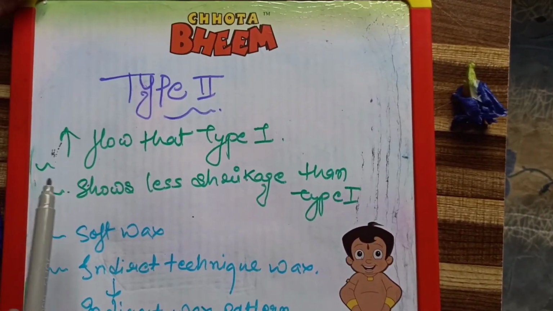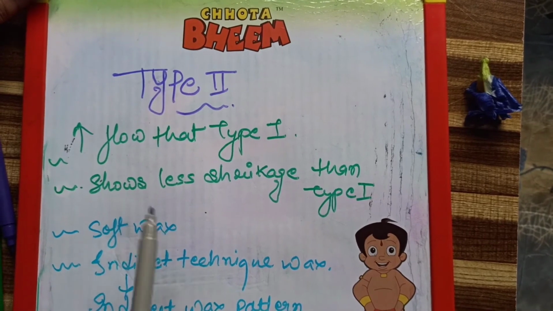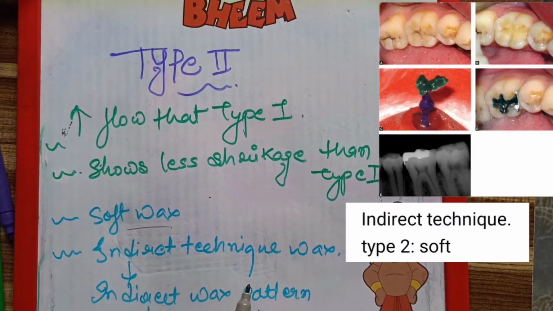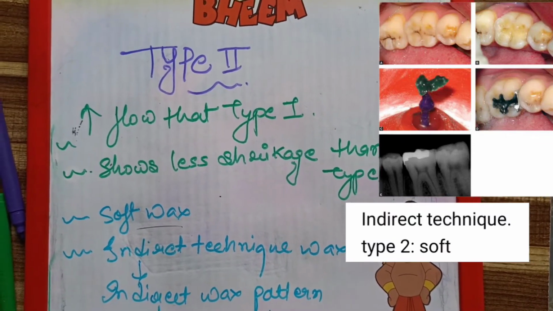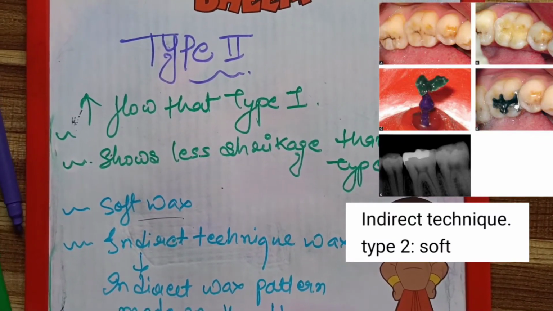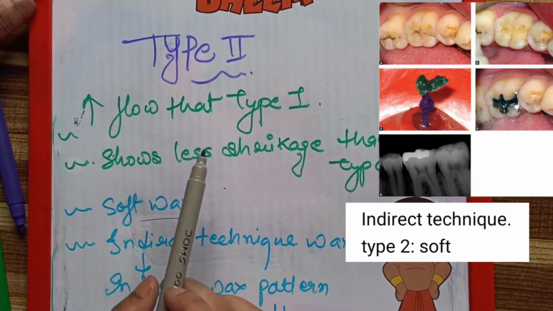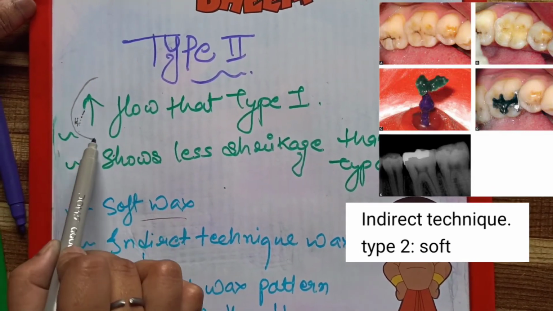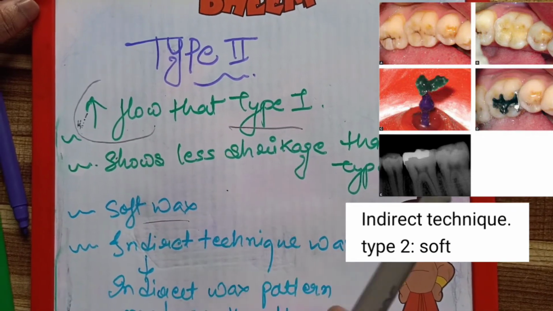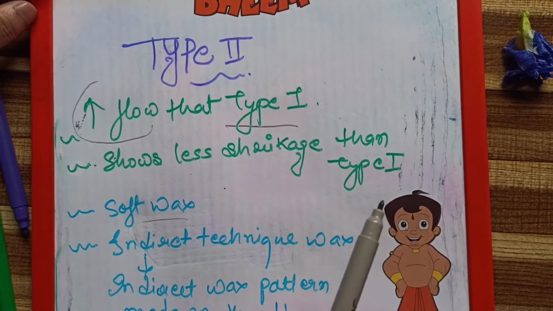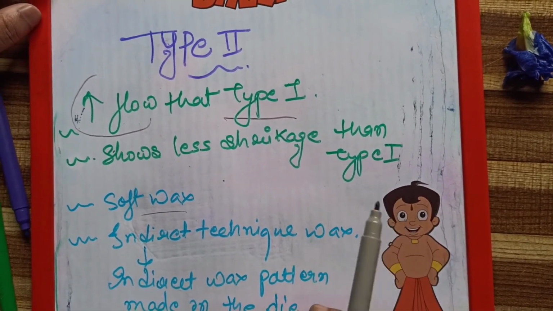Now let's see type 2 of the inlay waxes, which is our soft wax, and here we use the indirect technique. Here we make the indirect wax pattern on the die. Type 2 inlay waxes show very high flow compared to type 1 and show much less shrinkage than type 1 of the inlay waxes. Okay, so this is all about the inlay waxes.